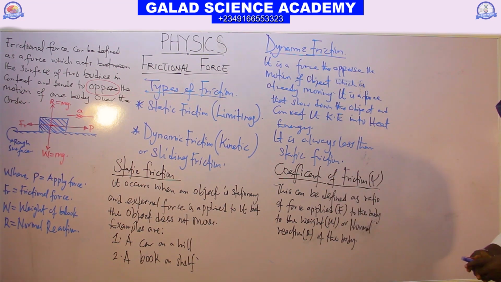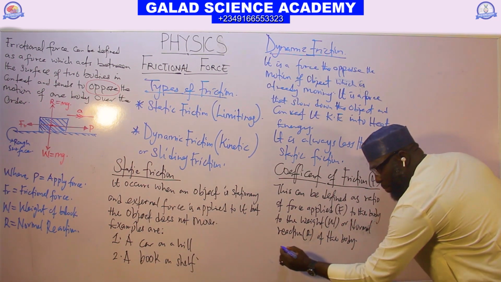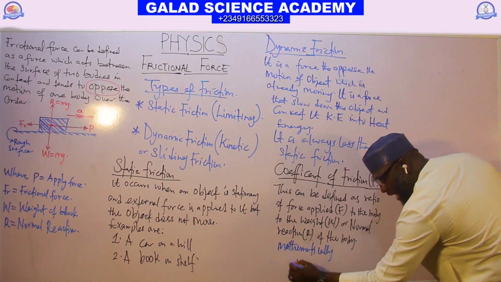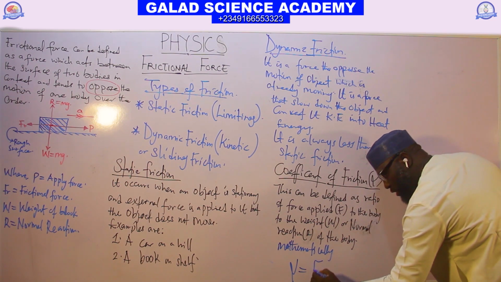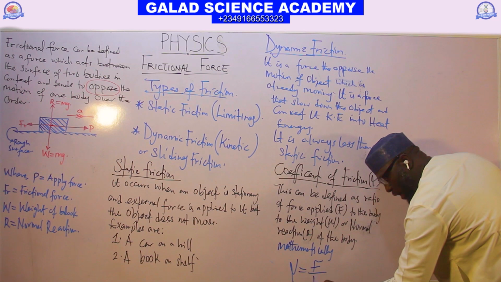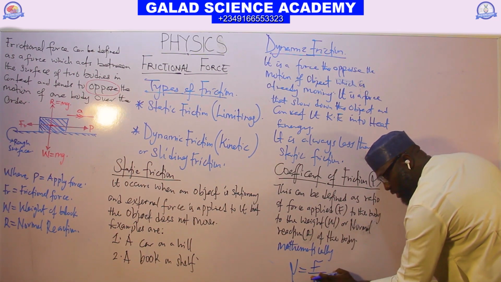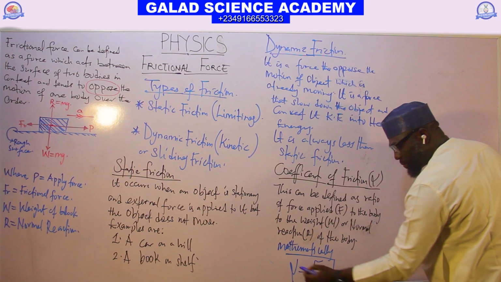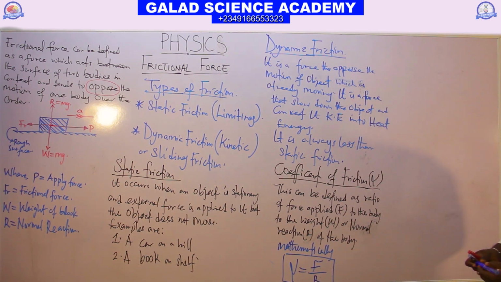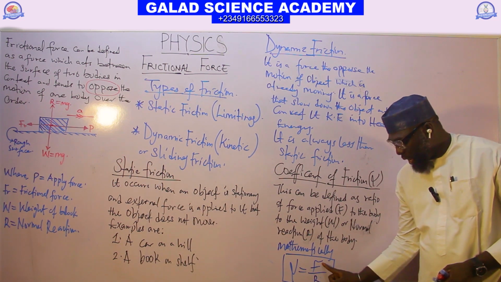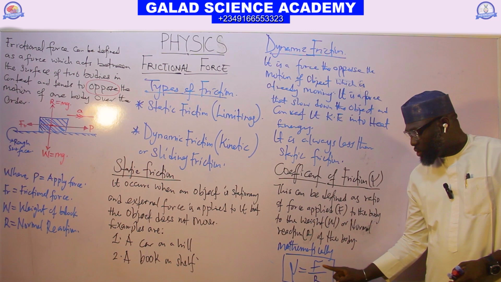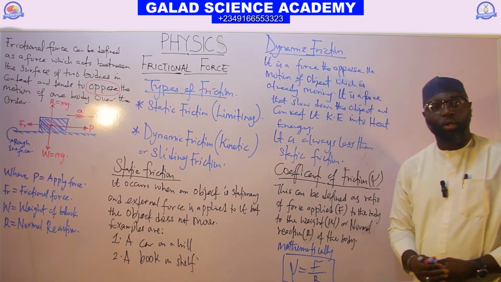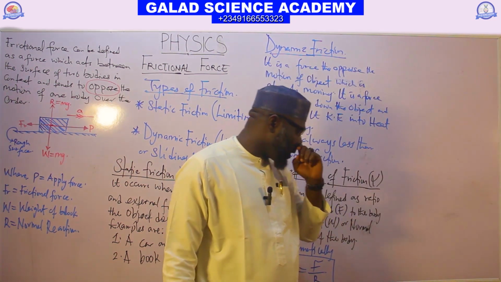So interpreting this statement mathematically, the coefficient of friction will be the force F over the weight, which is R. Mu equals F over R. This is the formula for the coefficient of friction: the ratio of force applied to the normal reaction of the body. That is how we can determine the coefficient of friction. Let's solve one question on this.